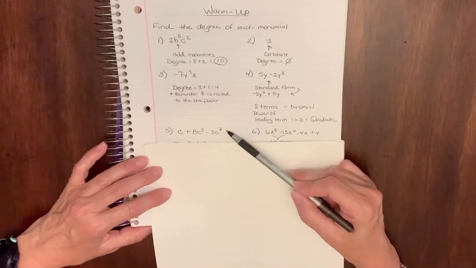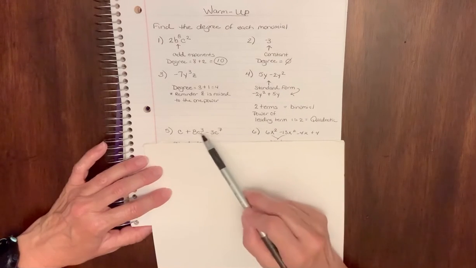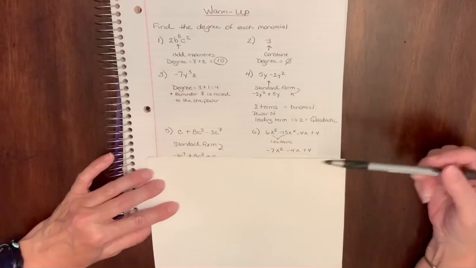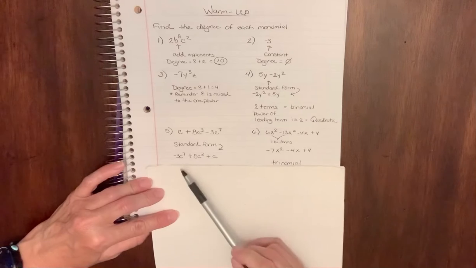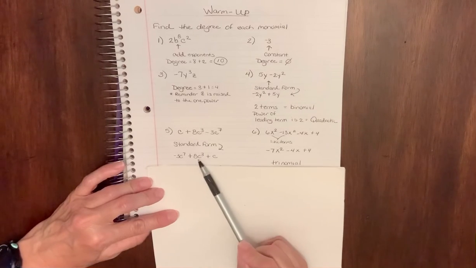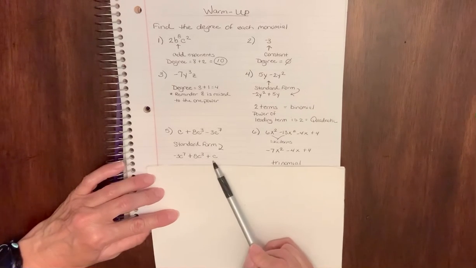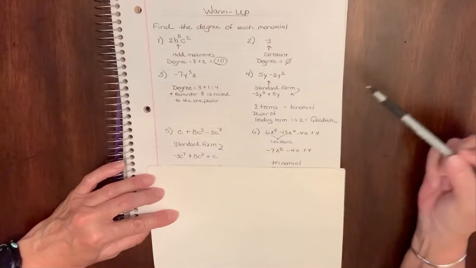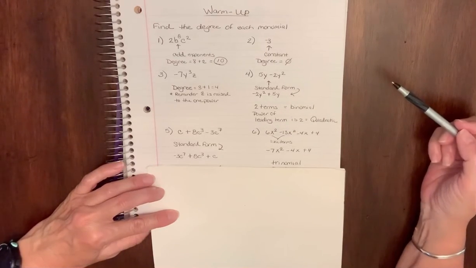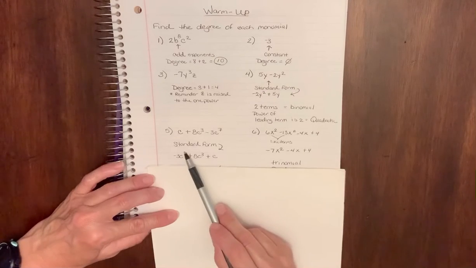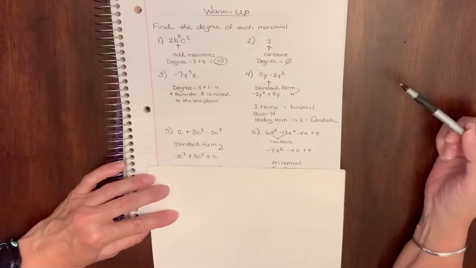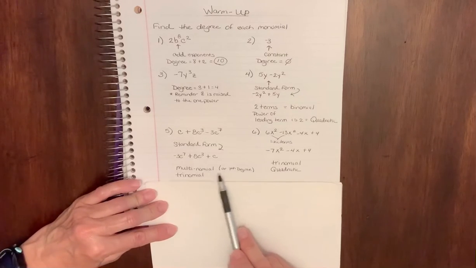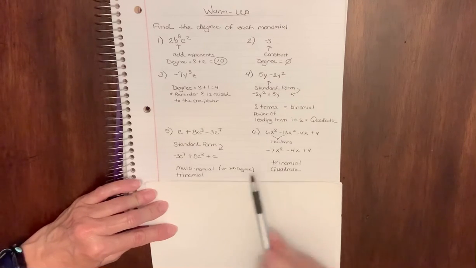Number 5, would this be in standard form? You're right, it's not, because we have c to the 1 power, c to the 3rd, and c to the 7th. So we need to do some rearranging there. To be in standard form, we would have -3c to the 7th plus 8c to the 3rd plus c. Now that it's in standard form, I can count the number of terms. There are 3, so that's a trinomial. And because this leading term has an exponent of 7, we can call that 7th degree.